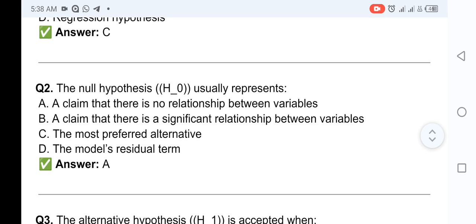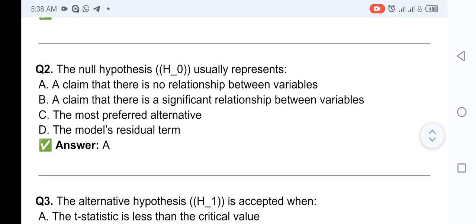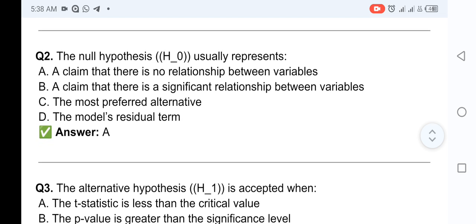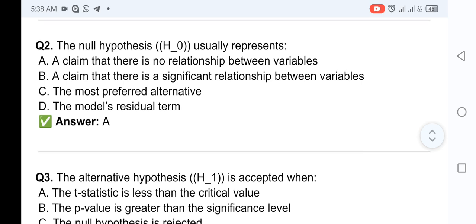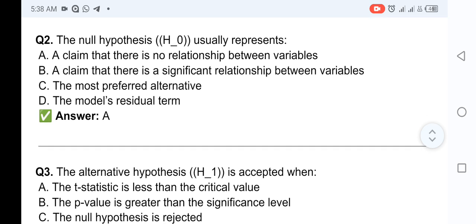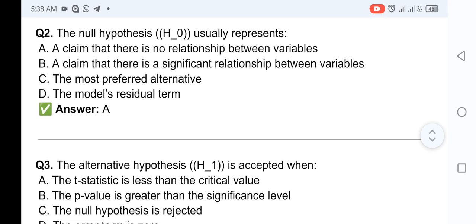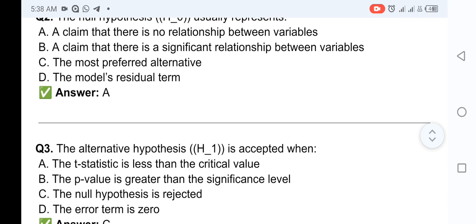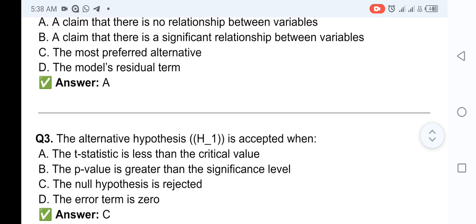Q2. The null hypothesis, H_0, usually represents: A. a claim that there is no relationship between variables, B. a claim that there is a significant relationship between variables, C. the most preferred alternative, D. the model's residual term. Answer, A.